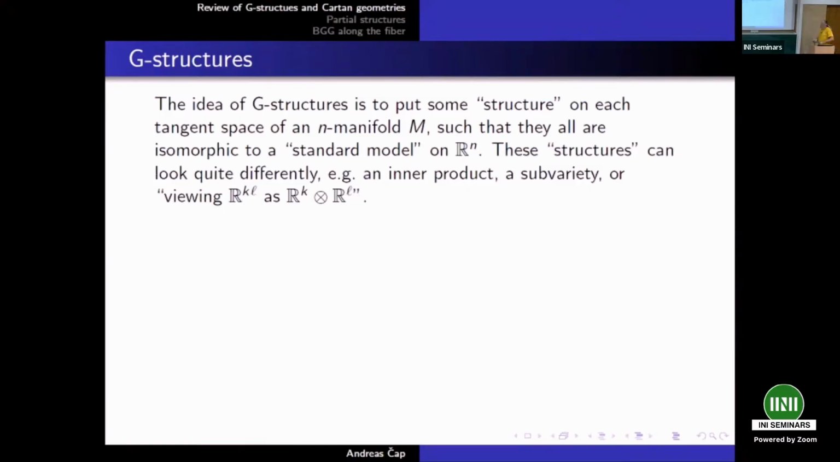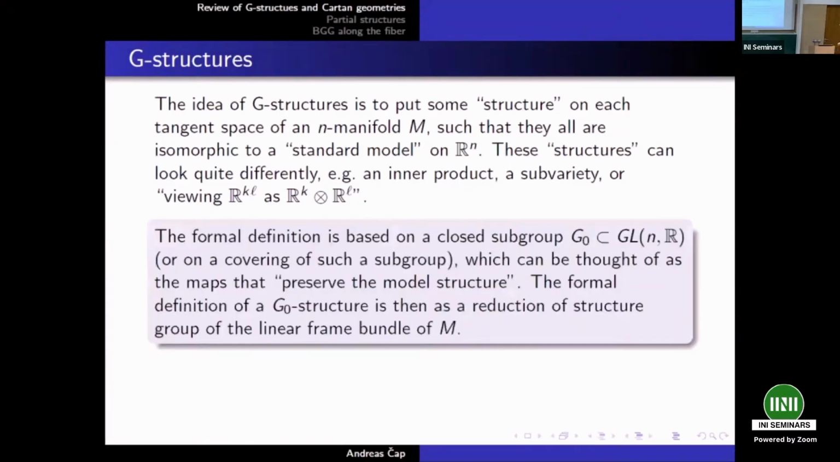And the explicit description of these structures can look very, very diverse. So I already mentioned an inner product. You can have a subvariety in each tangent space or in the projectivization of each tangent space. Or you can do things like, say, I decide to view a vector space of dimension k times L as a tensor product of a k-dimensional and an L-dimensional space. And in that language, it's not entirely easy to say what this means, but there is a simple uniform approach. And this is based on, you start with a closed subgroup in GL(n,R).